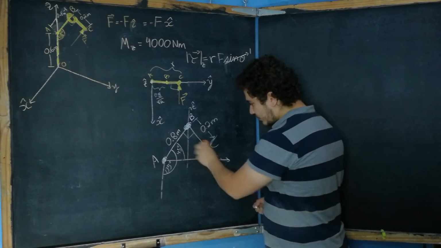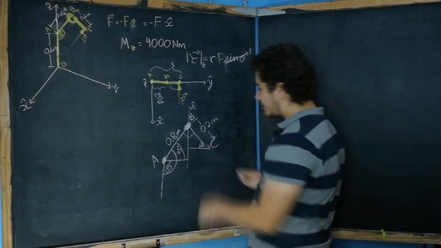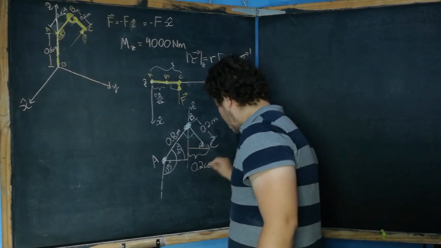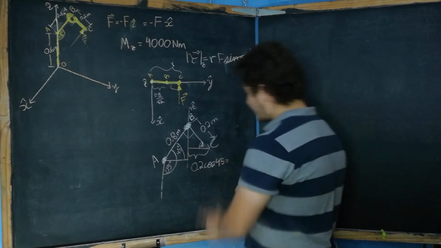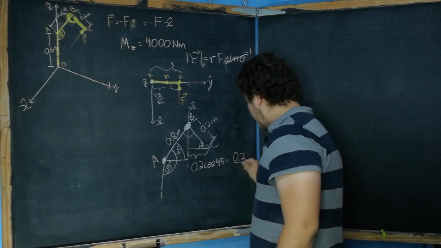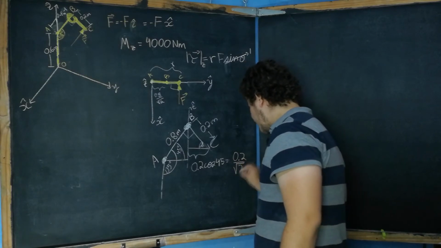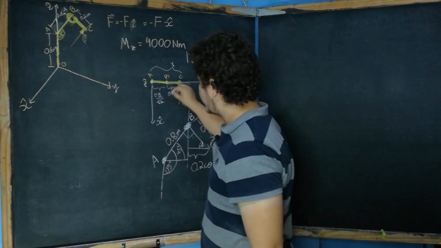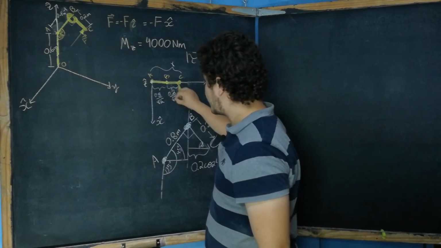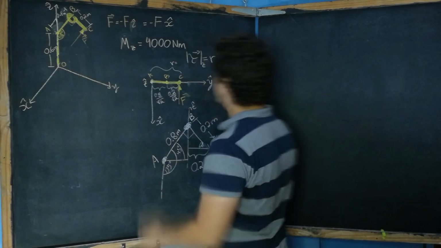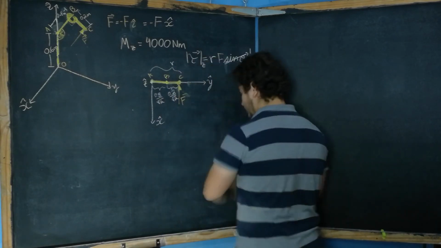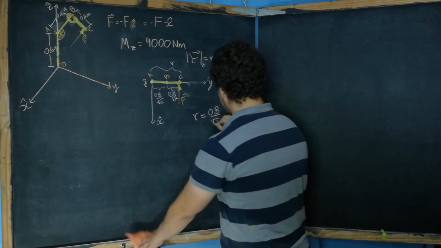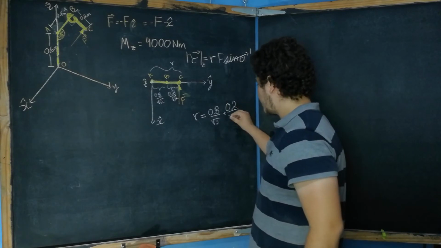If we analyze just the small angle, we know the hypotenuse and the angle, so that will give us that this component is 0.2 meters times cosine of 45, and if we recall, cosine of 45 is just 1 divided by square root of 2. The distance from B to C would be just 0.2 divided by square root of 2. The distance R would be equal to, I'm sorry, I'm going to write it over here. So the distance R would be 0.8 divided by square root of 2 plus 0.2 divided by square root of 2.